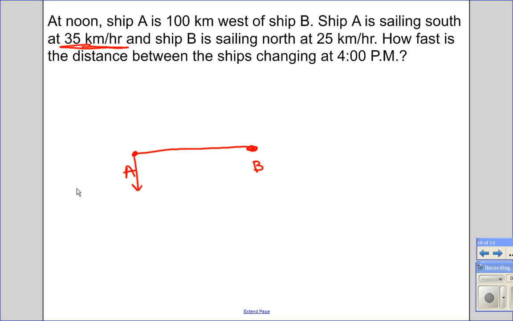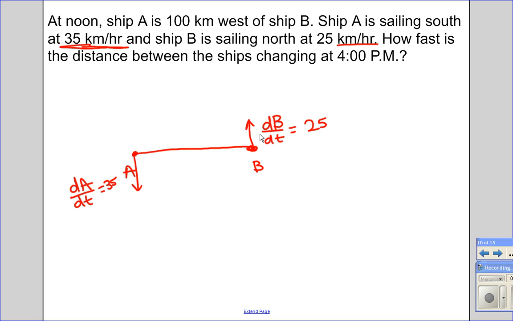So watch this. I'm going to say dA dt, the derivative of A, the change of A over change of time, is equal to 35. Did everybody get that? That the D means derivative and derivative means rate of change. So the rate of change of ship A is 35. Ship B is sailing north at 25 kilometers per hour. There's another rate, so I can say that the way that ship B is changing is 25 kilometers per hour.